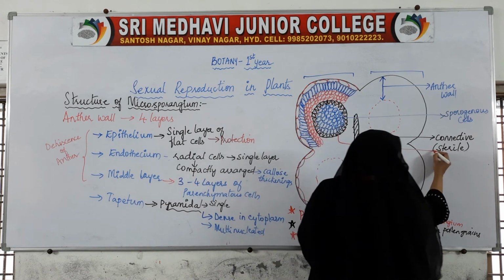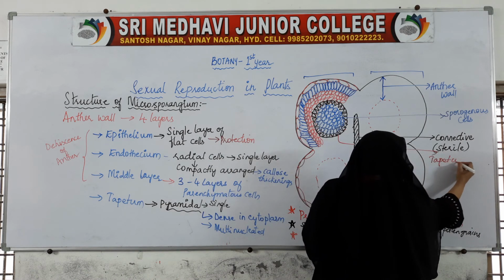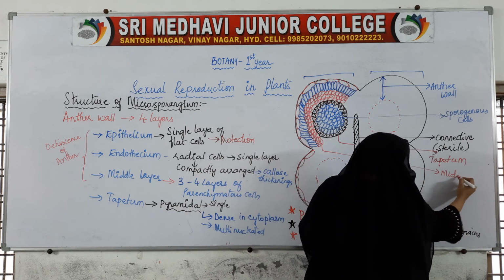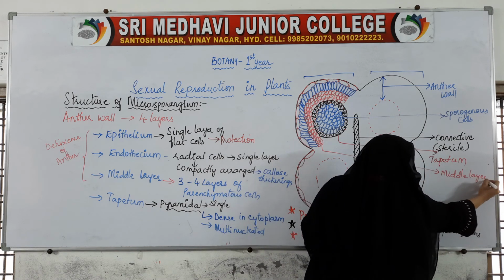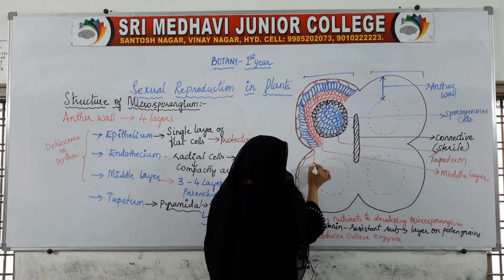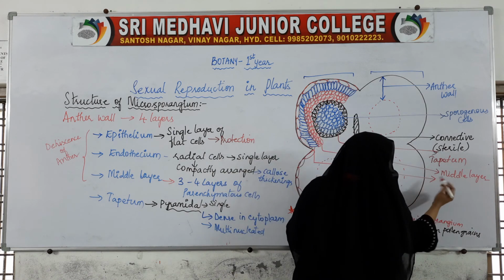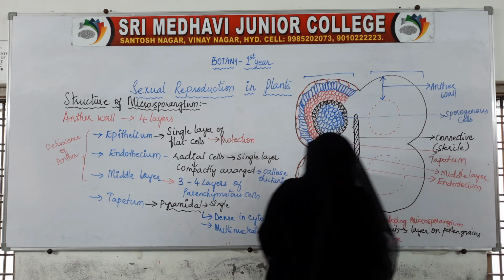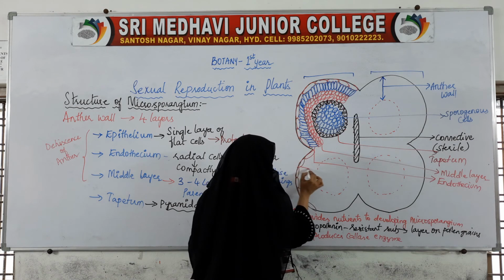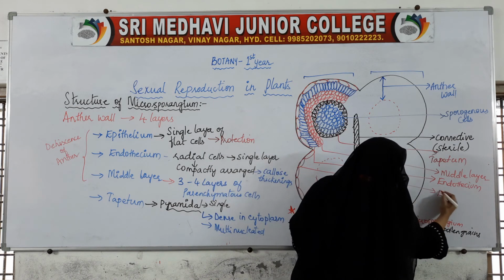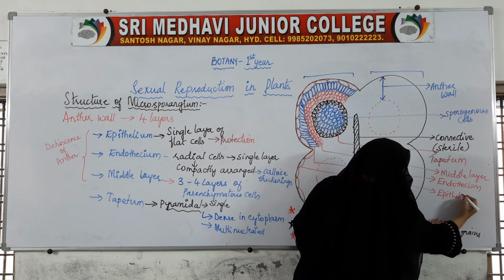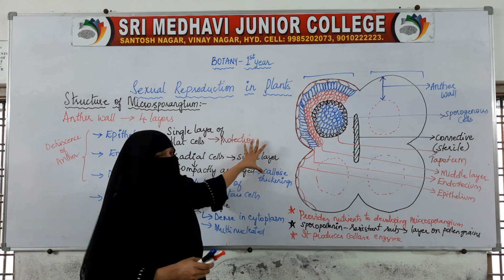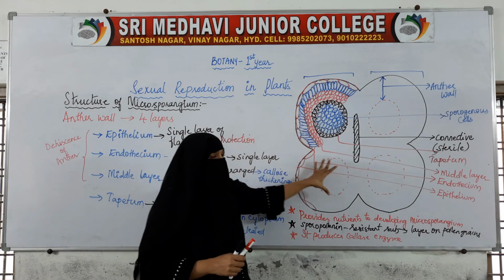So here this one is the tapetal cell, the tapetum. This will be your middle layer. This one, the blue one, will be the endothecium, and the last one, the one with the red, is the epithelial cells, the epithelium. So this was about the four different walls of the anther.